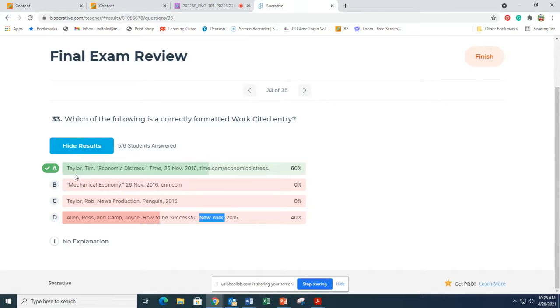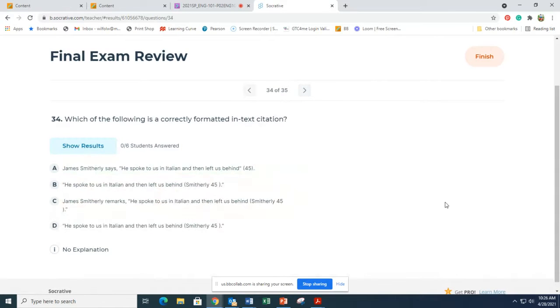So A was the best choice because it's got last name, comma, first name. It's got the article title in quotation marks. It's got the website name in italics. It's got the date that it was published, and then it's got the URL for the article. So all the pieces are there. Everything has been formatted correctly. I know doing that without an example is probably kind of hard, but you will have your handbook if you want to double check when you actually take the test.